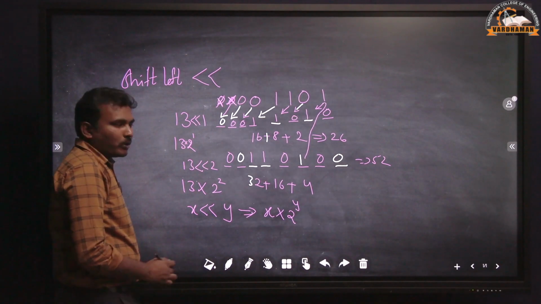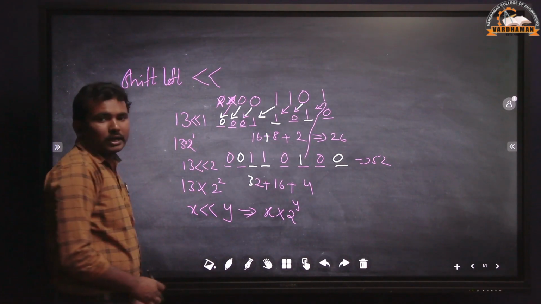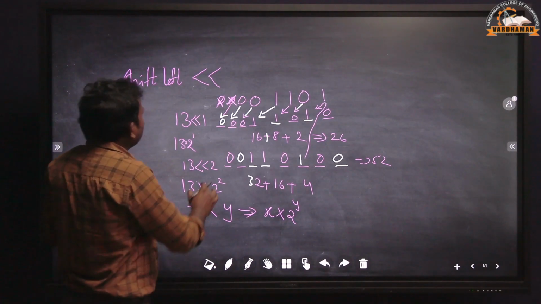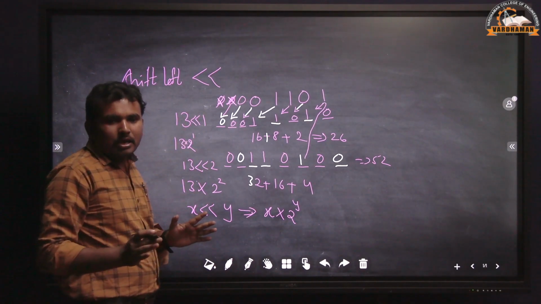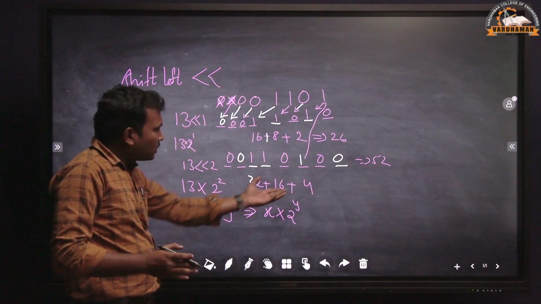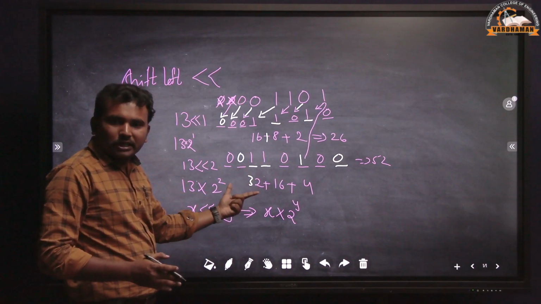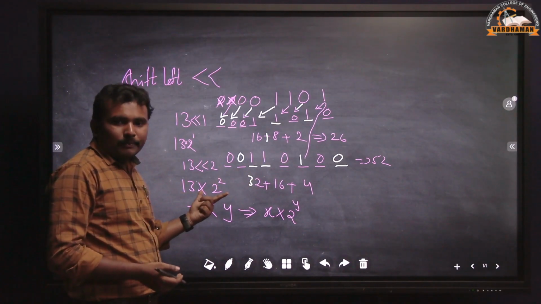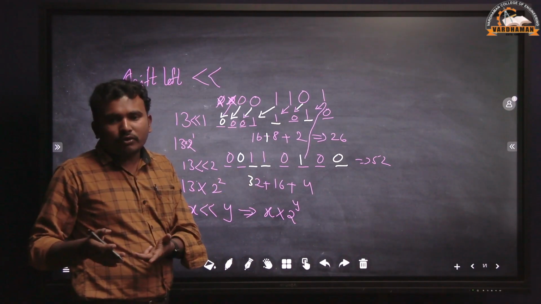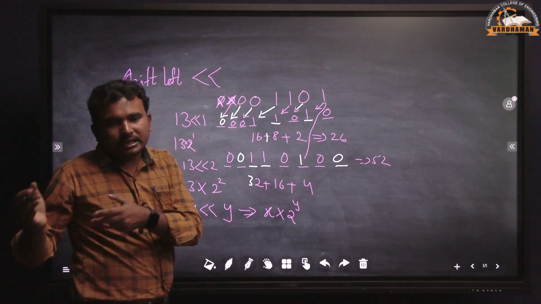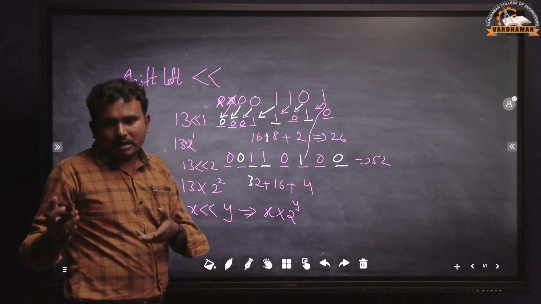X into 2 power y. That is the shift left operation. Simply you are moving left side. Every position is associated with a power of 2. So 2 power 3 will become 2 power 4, 2 power 5 will become 2 power 6, 2 power 10 will become 2 power 11.